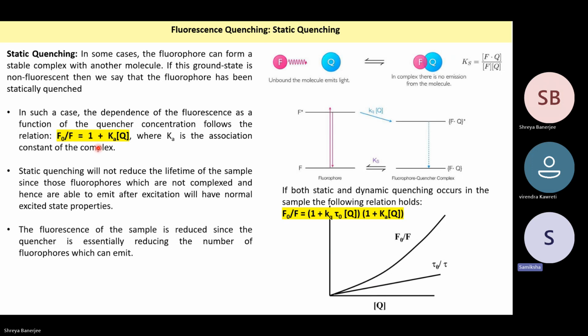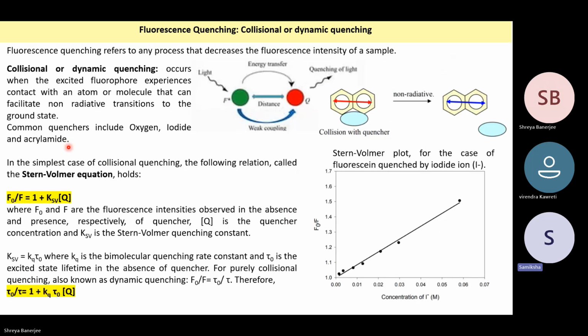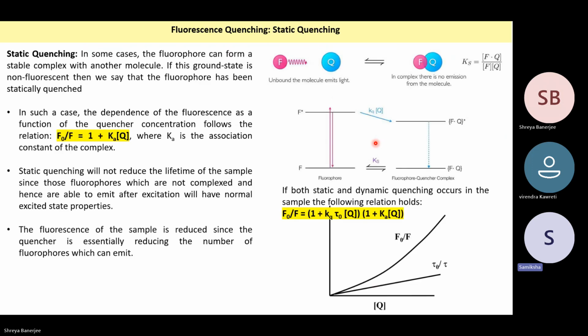Ma'am, in the case of dynamic quenching, the lifetime will get reduced. Yeah, the lifetime of the excited state is reduced because you are transferring some energy to the quencher. Ma'am, but in the case of static quenching, the lifetime is not getting reduced. No, the lifetime of the fluorescent state will get reduced in both cases, right? Because suppose the excited state is this F star. Yes, ma'am, I got that point.